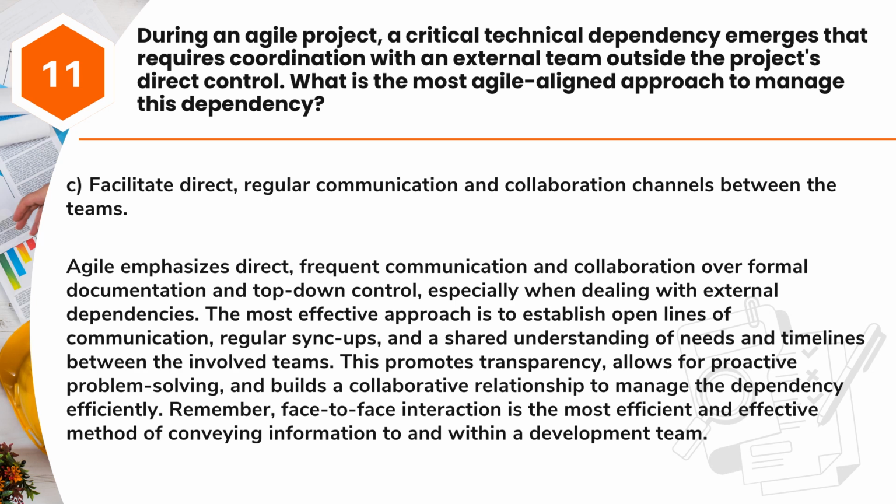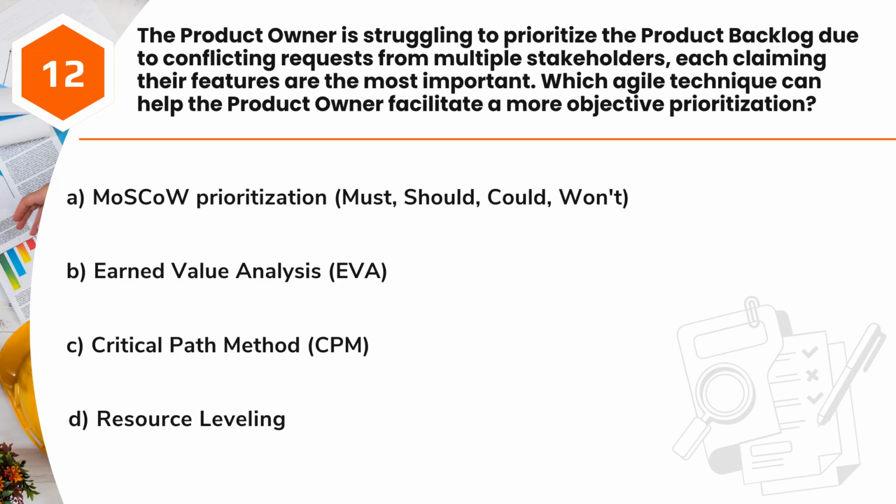Remember, face-to-face interaction is the most efficient and effective method of conveying information to and within a development team. Question 12. The product owner is struggling to prioritize the product backlog due to conflicting requests from multiple stakeholders, each claiming their features are the most important. Which Agile technique can help the product owner facilitate a more objective prioritization?